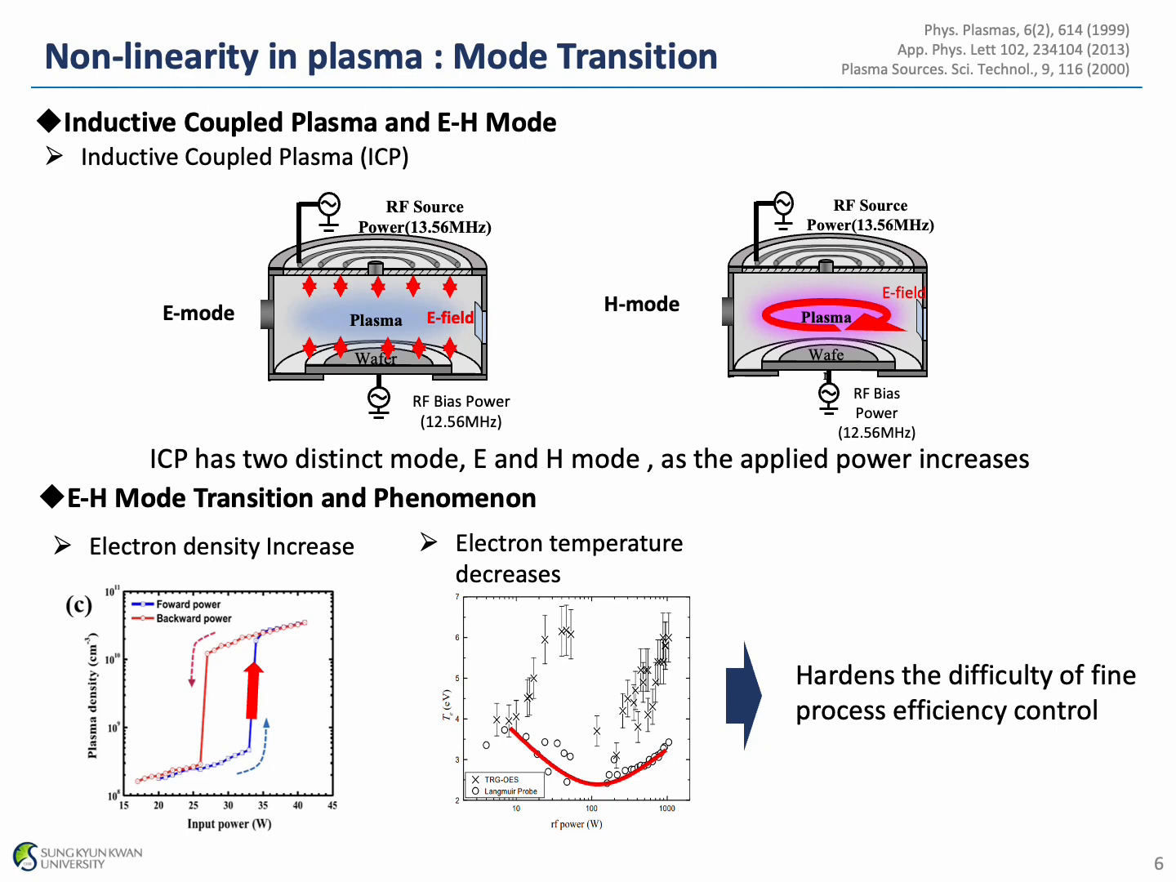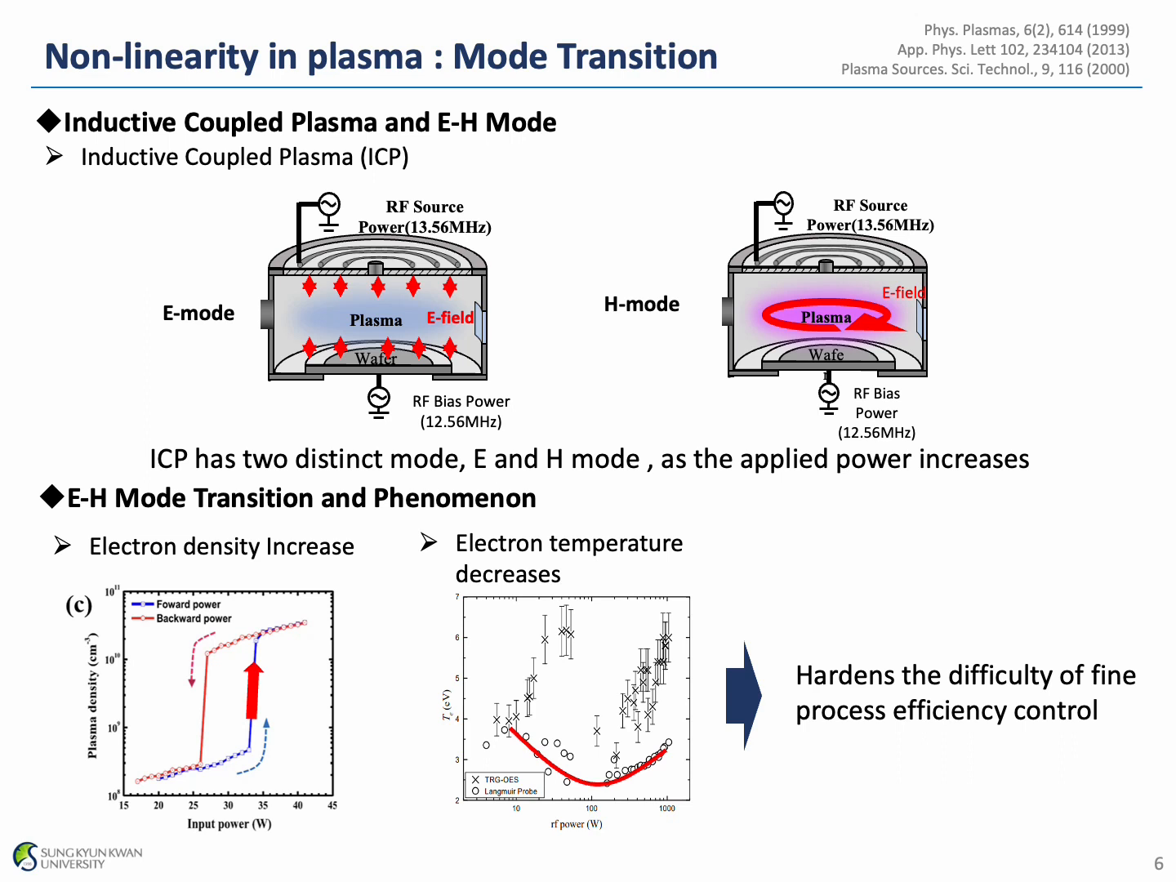One of the problems for plasma monitoring is the mode alternation in inductively coupled plasma. The figure above shows the scheme of ICP, which applies power to the plasma by inducing it with an antenna coil. And this plasma generating equipment shows two distinct modes. One is E mode, which applies the power into the plasma axially. The other is H mode, applying the power helically.